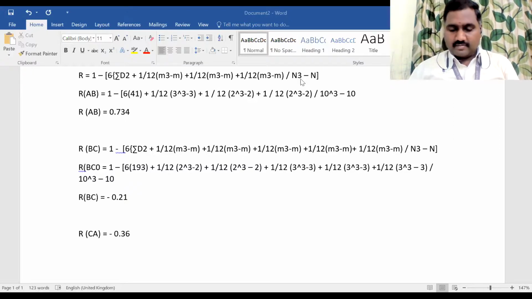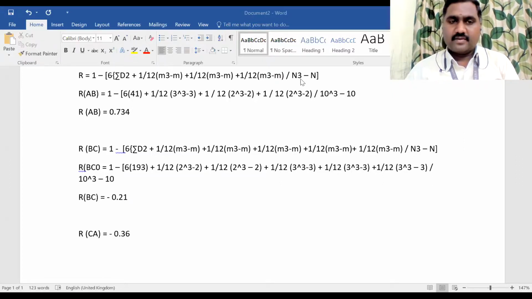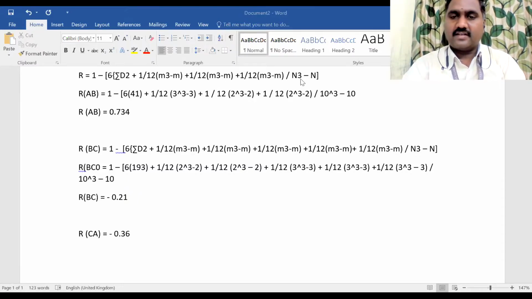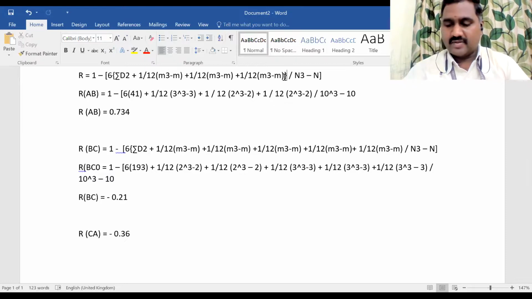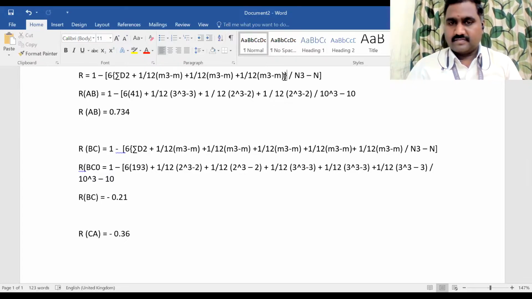Okay, when you are multiplying, you are getting that answer, right? So that is for the whole only. For all the values, sir? Yes, see the bracket, Navin. See, it's 6 into the bracket of summation d square plus 1 by 12 into m cubed minus m, up to this. Okay. You have to add and you have to multiply with the 6. Okay.